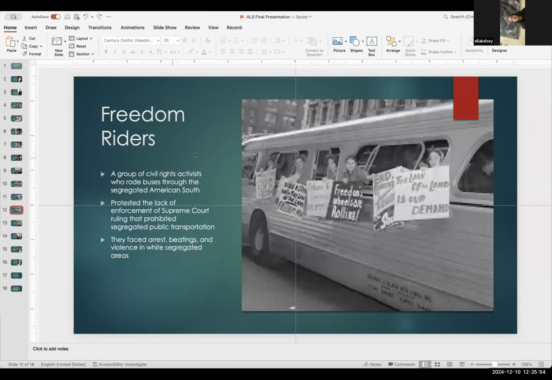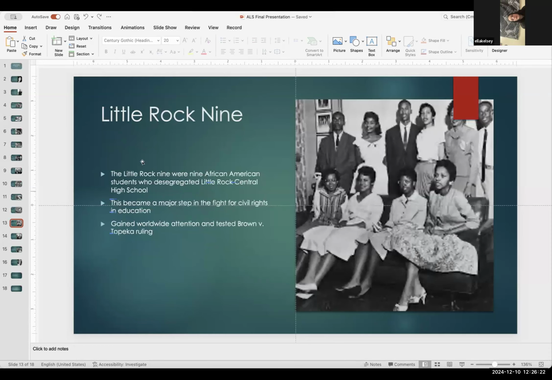So starting with the Freedom Riders. This was a group of civil rights activists who rode buses through the segregated American South. They protested the lack of enforcement of the Supreme Court ruling that prohibited segregated public transportation. They faced arrest, beatings, and violence in white segregated areas while doing these protests.